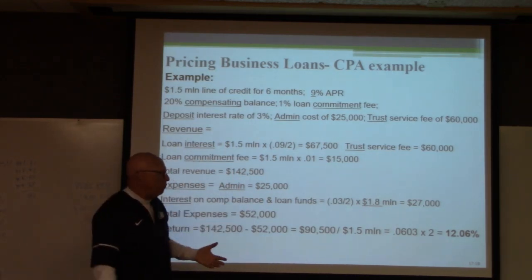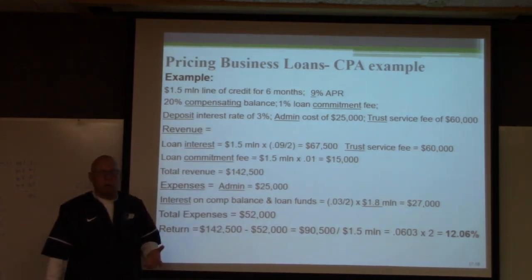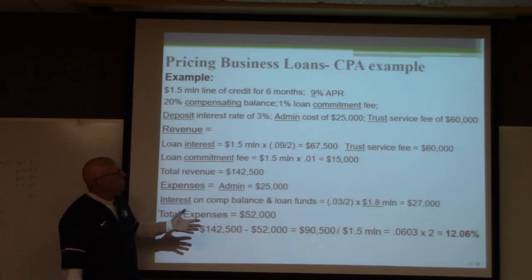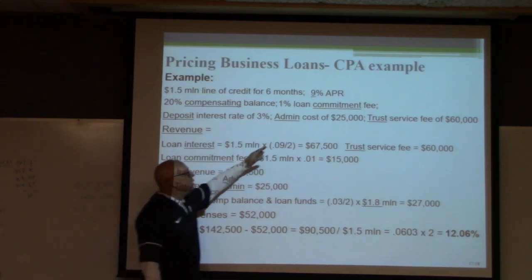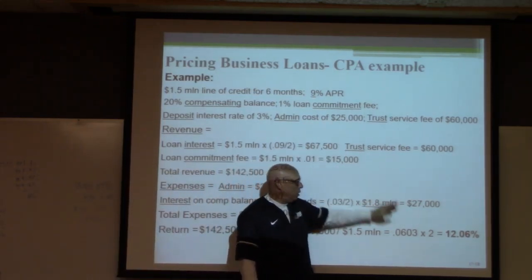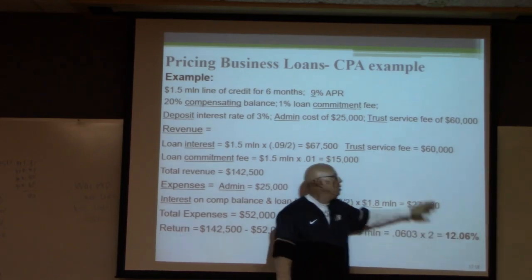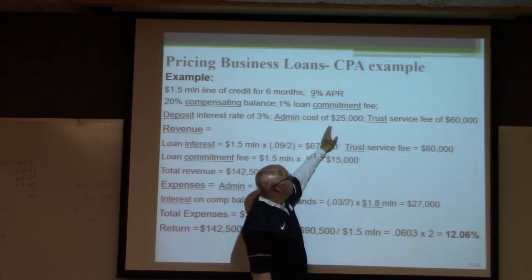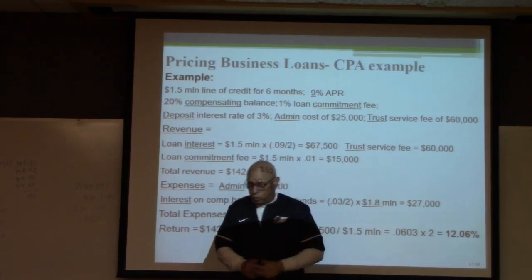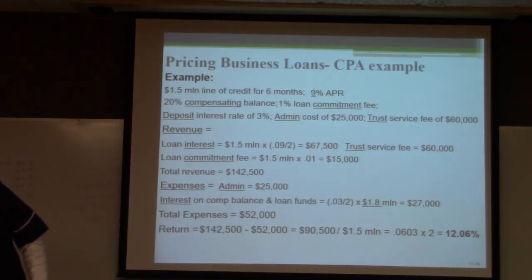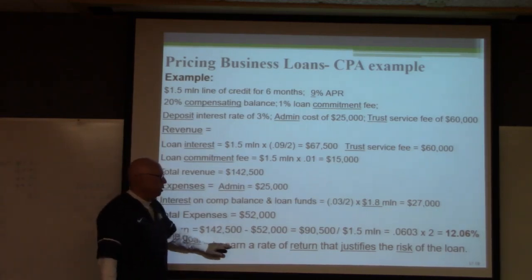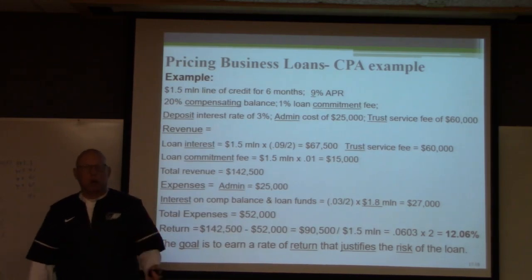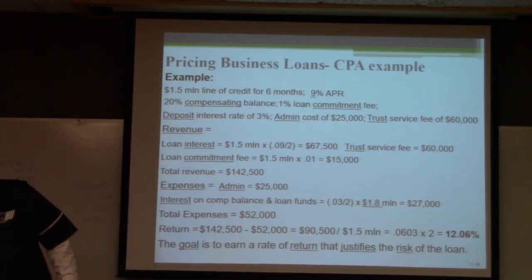If that's the going rate for you, and you're dealing with a customer that is not doing trust or wealth management with you, then 9% is probably too low for that other customer. If your target is to earn 12% on a customer, and the customer is not doing trust, wealth management, or insurance, you're probably going to have to increase the loan rate. Again, your goal is to earn a rate of return that covers your costs and also covers the risk of the loan. All right, so that's chapter 17.